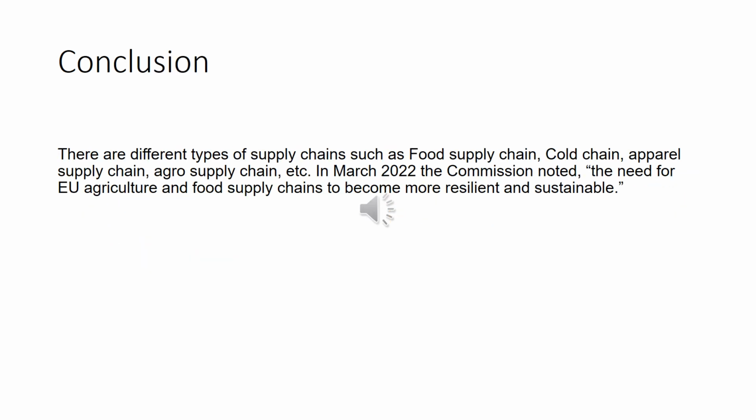There are different types of supply chains such as food supply chain, cold chain, apparel supply chain, agro supply chain, etc. In March 2022, the Commission noted the need for EU agriculture and food supply chains to become more resilient and sustainable.